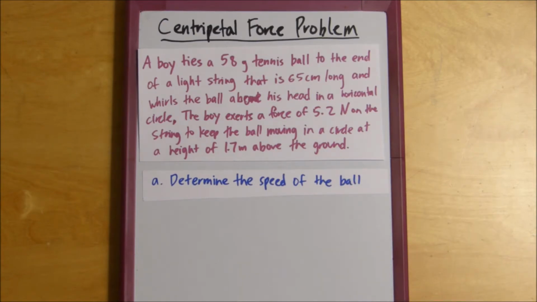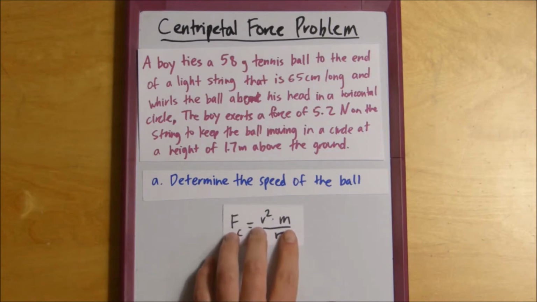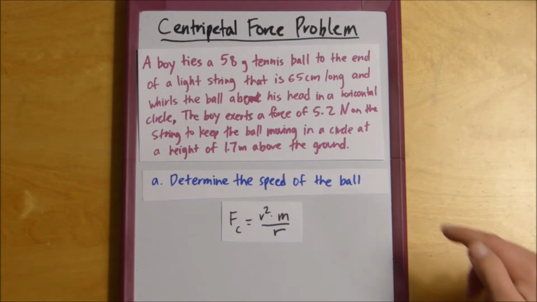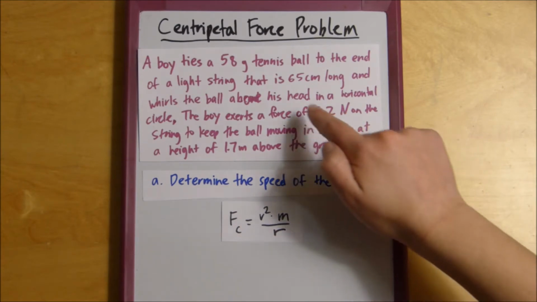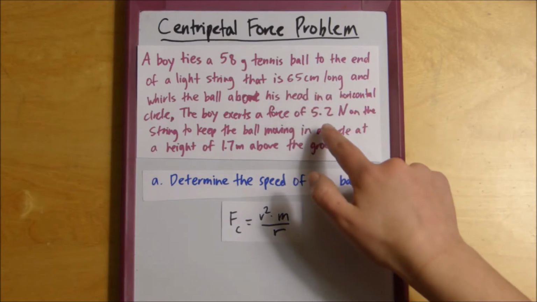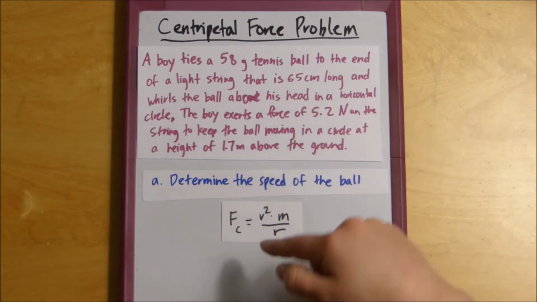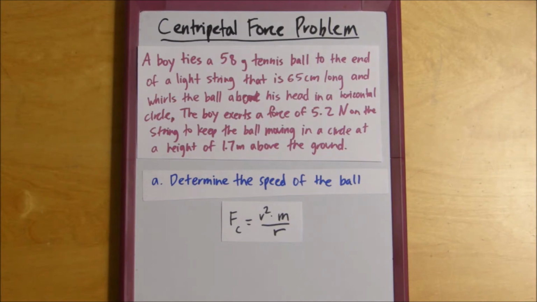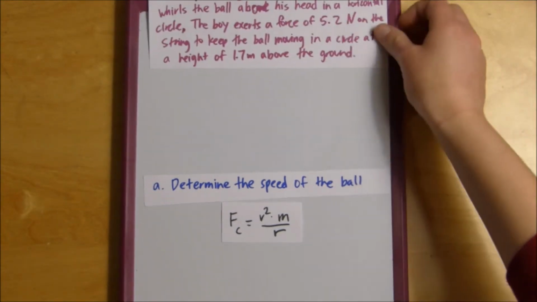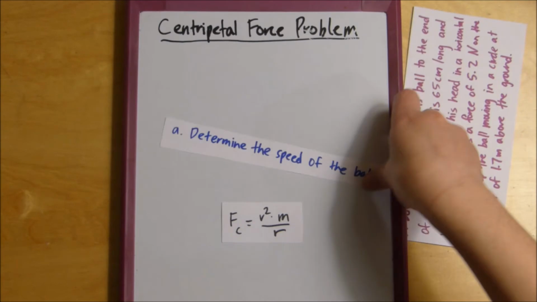Now we can do this using the centripetal force equation. Force centripetal equals velocity squared times mass divided by radius. We're given the mass, 58 grams, and the radius, 65 centimeters. In addition, we're also given the centripetal force, 5.2, so we can just plug all that in and solve backwards for velocity. So I'll put this to the side.